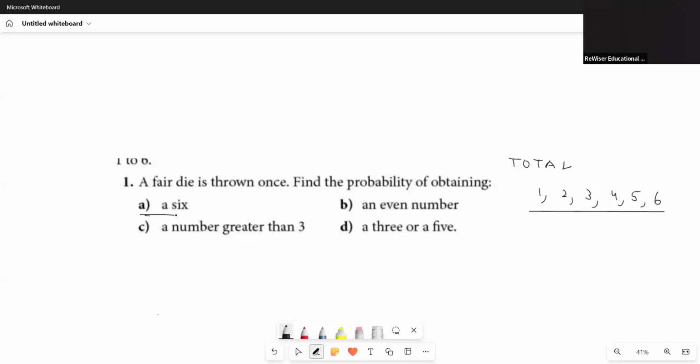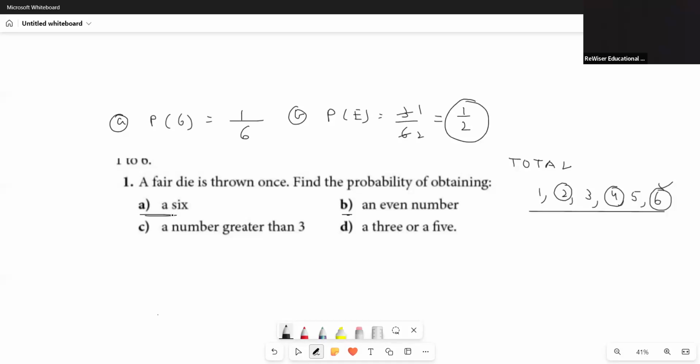Now, we are asking for a 6. That's one of the cases out of the total. So the probability of getting a 6 in a throw of a die is 1, which is our favorable outcome, divided by the total number of outcomes. So that's 1 by 6. Now, B, an even number. If I'm talking about even numbers, it has to be 2, 4, and 6. So there are 3 even numbers out of a total of 6. If I reduce it, please do write the answer in the most simplified form. So the probability is half.